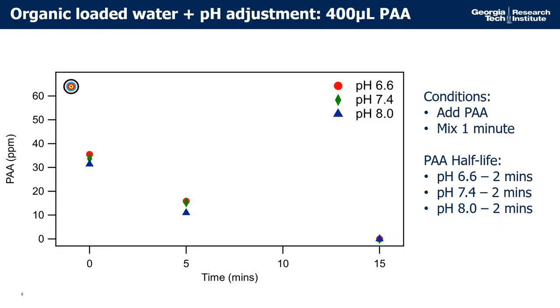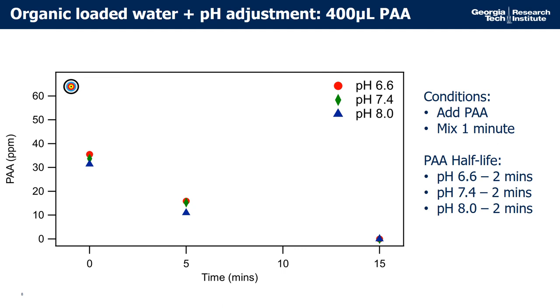Next, we looked at the combined effects of both pH and medium organic load on PAA. For this study, we took our chiller media, added sodium hydroxide to raise the pH to our target level, then added the PAA. The PAA mixed for 1 minute before the initial level was measured. For this initial test, pHs of 6.6, 7.4, and 8 were used. The target PAA concentration was 65 parts per million. Results of this study can be seen here.